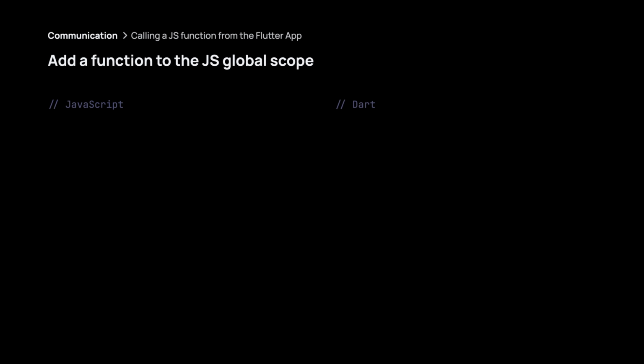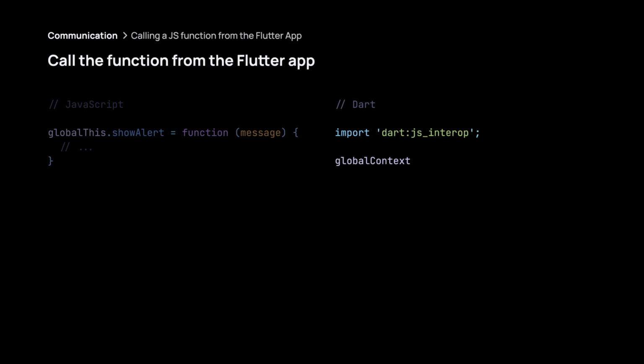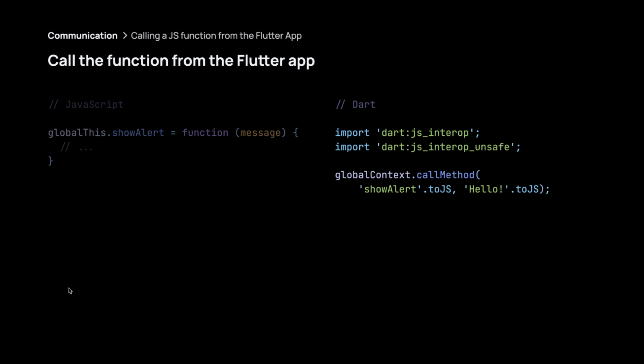Now, let's take a look at calling a JavaScript function from the Flutter app. So the first thing you do is to add the function to the global scope. And then in the Flutter app, you use the globalContext object. Now, this globalContext is the equivalent of the globalThis or window object available on the web page. And then we use the callMethod function available from the js_interop_unsafe package. And this provides different extension methods to the objects available on the JS interop package.